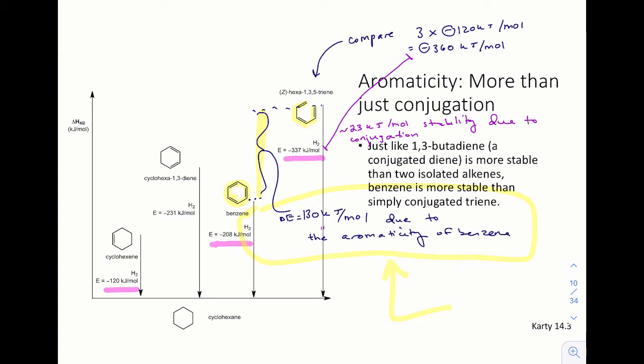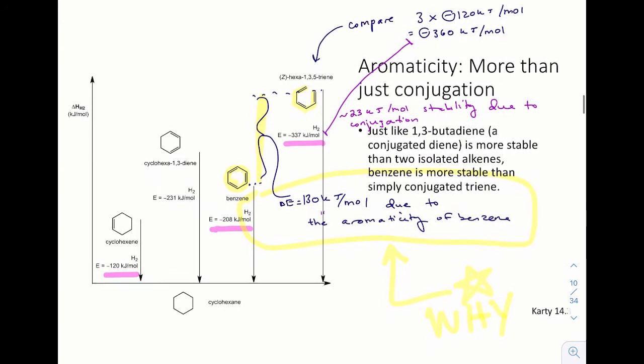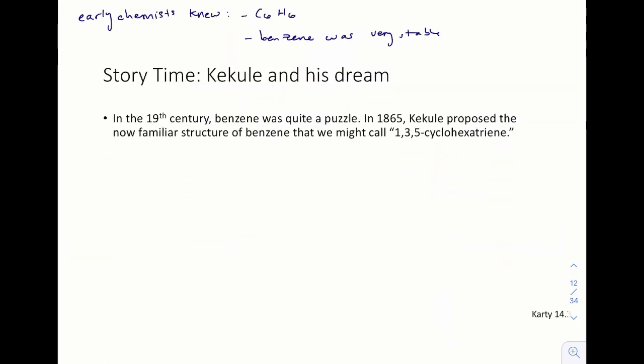Now that is amazing, and we will very soon, I hope, understand why aromaticity provides so much stability for the electrons in the pi bonds of benzene. In the meantime, let's take a quick detour. Early chemists were obsessed with benzene. Early chemists knew that the molecular formula of benzene was C6H6. They also knew that benzene was very stable, but they could not quite come up with the structure of benzene.